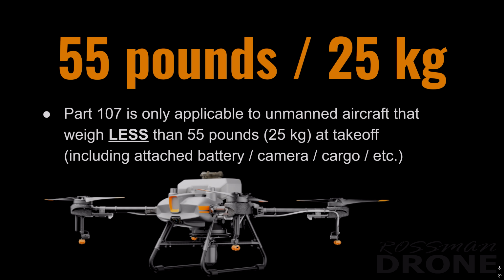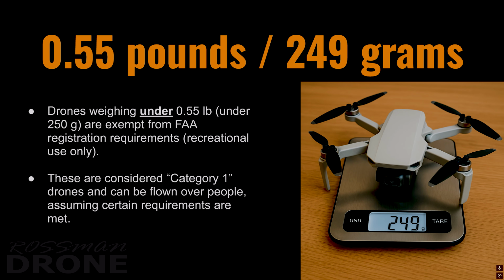Now, what that means is everything attached to the drone, we're talking propellers, batteries, any kind of camera that you may have mounted to it, or any cargo really. So if it's a delivery or maybe something like this agricultural sprayer drone, it would include everything that's in or on the drone at takeoff. And that is an all-inclusive weight. So as long as it weighs under 55 pounds or 25 kilograms, it is considered a drone that can be flown under Part 107. Next is 0.55 pounds or 249 grams.